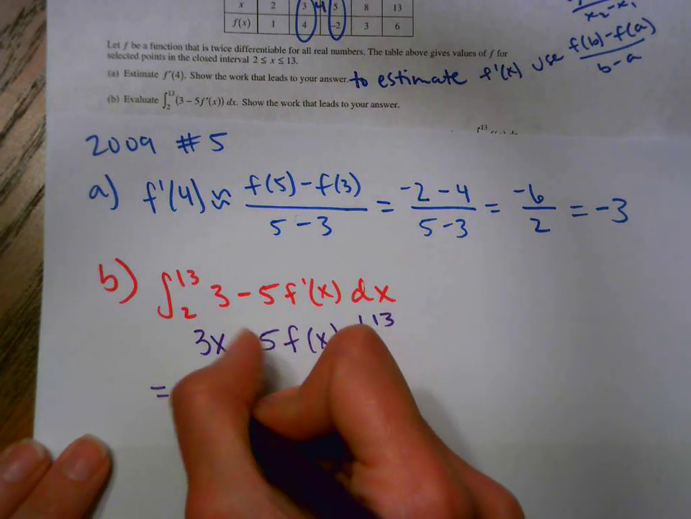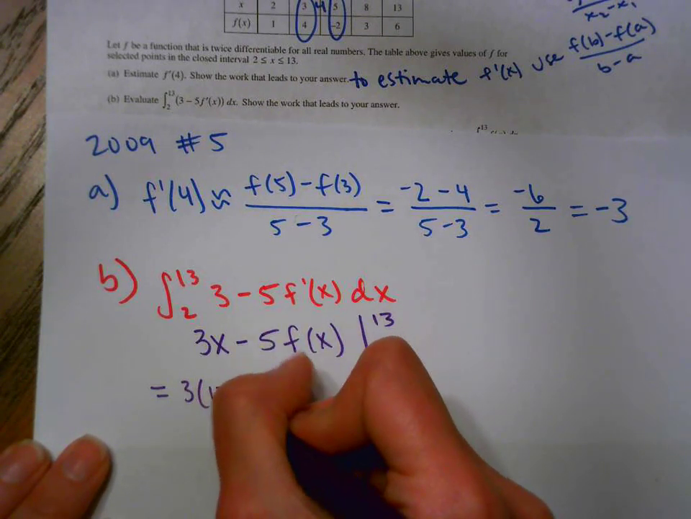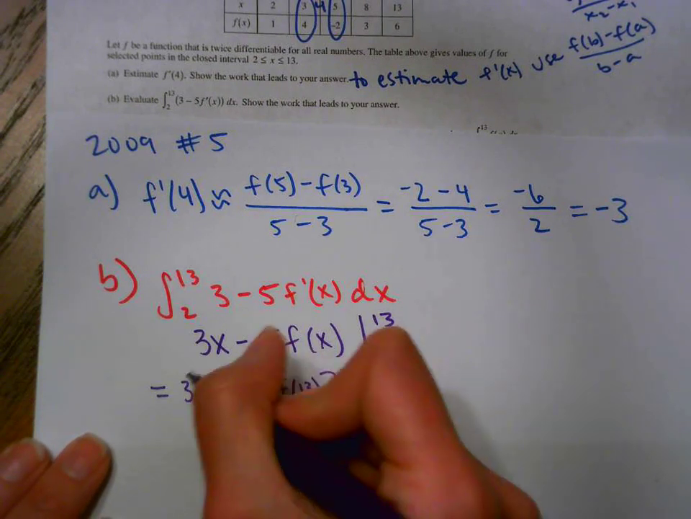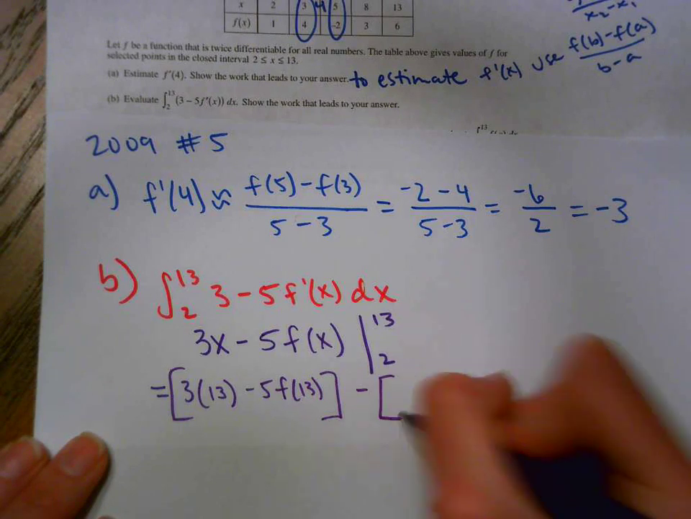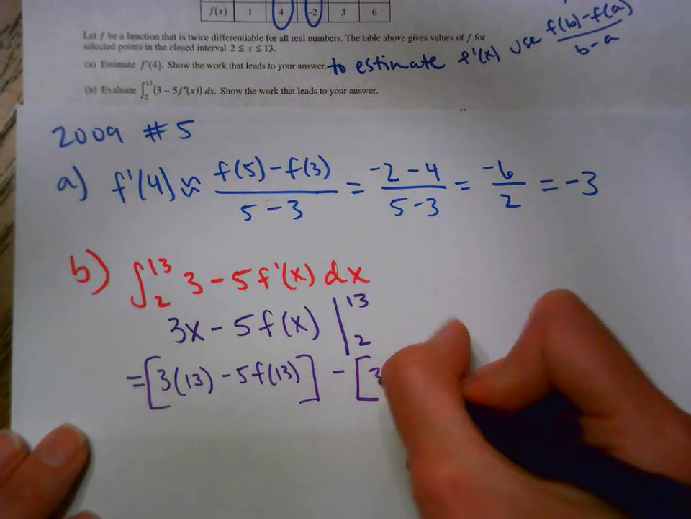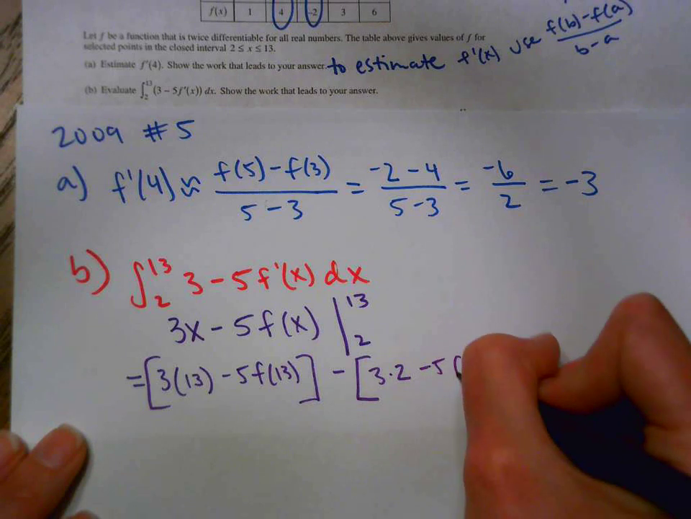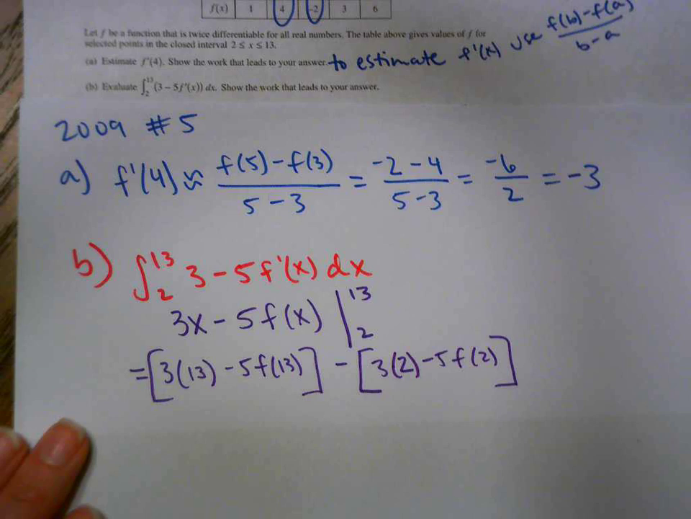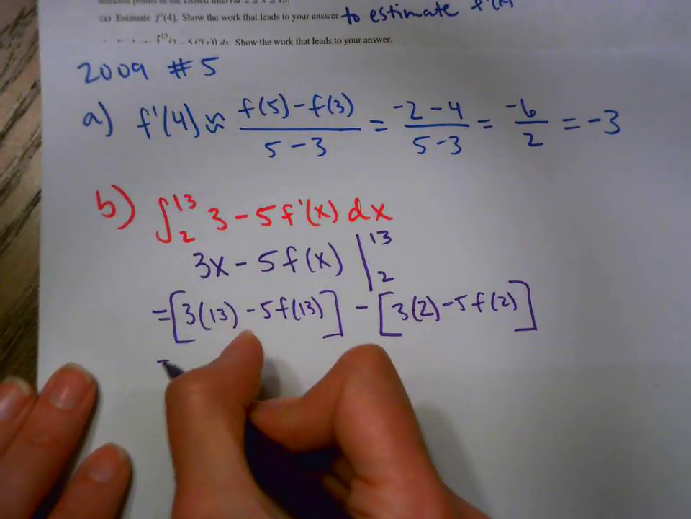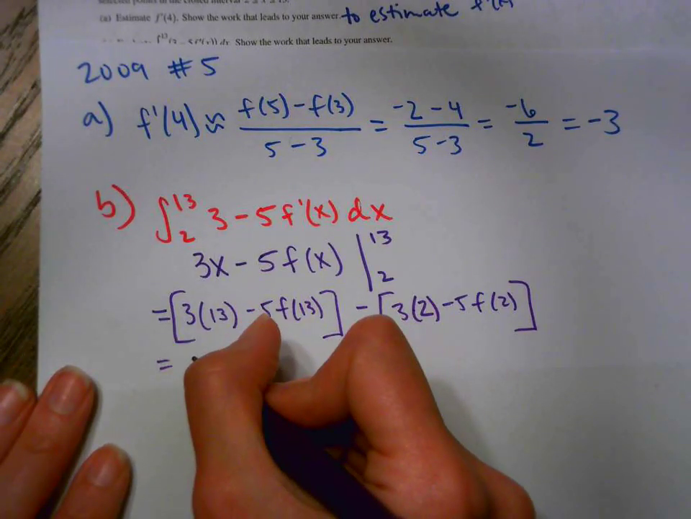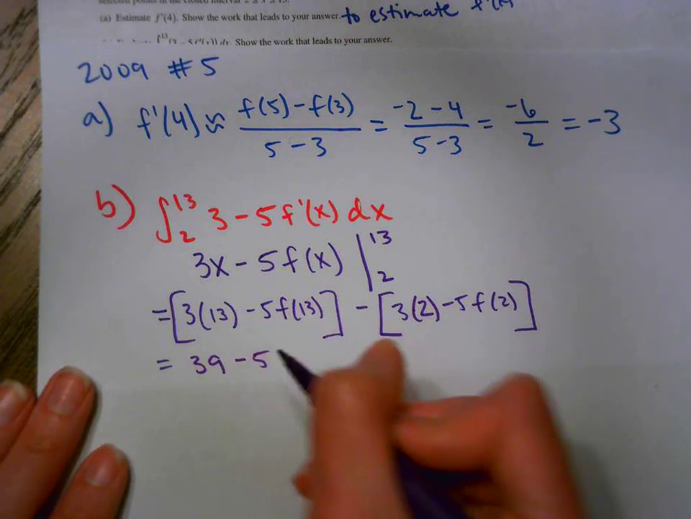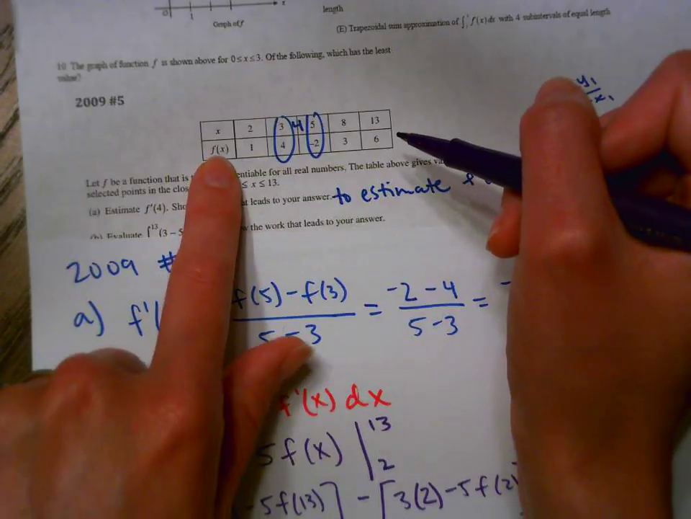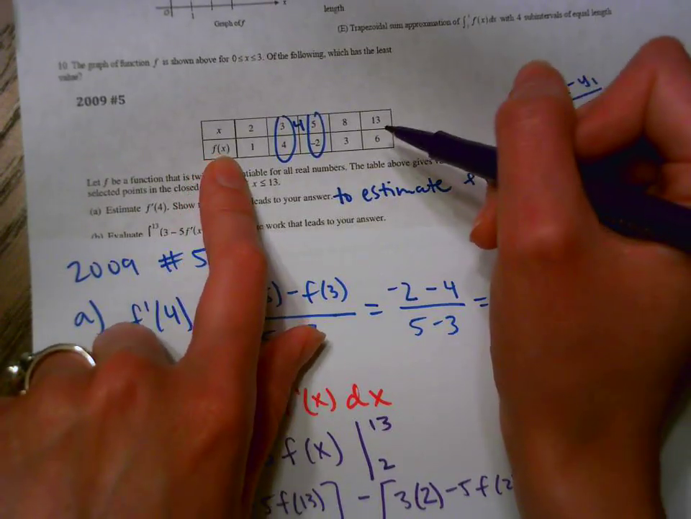So f of b, we're going to plug in 13. 3 times 13 minus 5 times f of 13. That's f of b minus f of a. 3 times 2 minus 5 times f of 2. Out of parentheses since I did the other one. Okay, so 3 times 13 is 39. Minus 5 times f of 13, you go to your table, right? Because this is f and this is f. That's why we took the antiderivative, so now it matches.